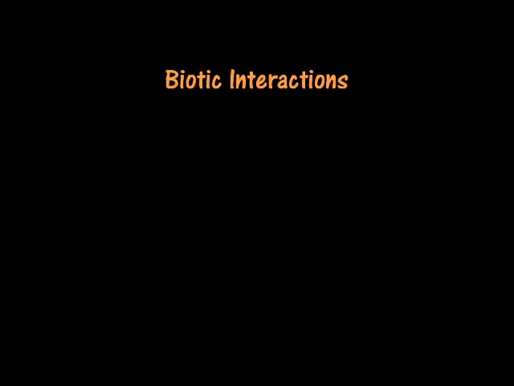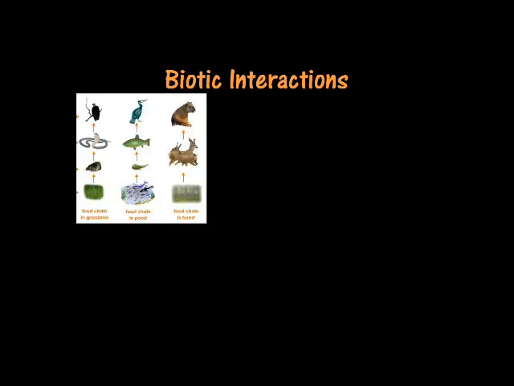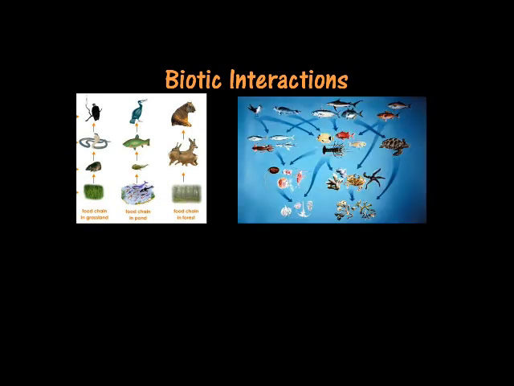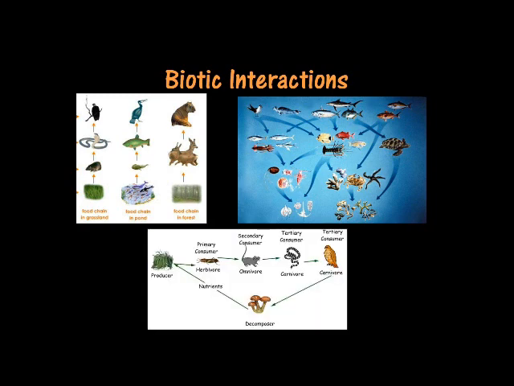There are also biotic interactions. This is where living things interact with each other. The most obvious example is food chains and food webs. Organisms eat each other and are eaten by each other. If you do not have the producers making food, then the consumers cannot survive. If you do not have the decomposers breaking down dead things, then there would be no nutrients for the plants to continue making food. Food chains and food webs are examples of biotic interactions.